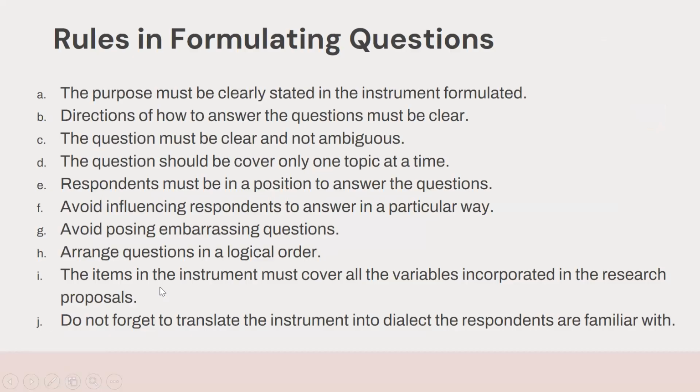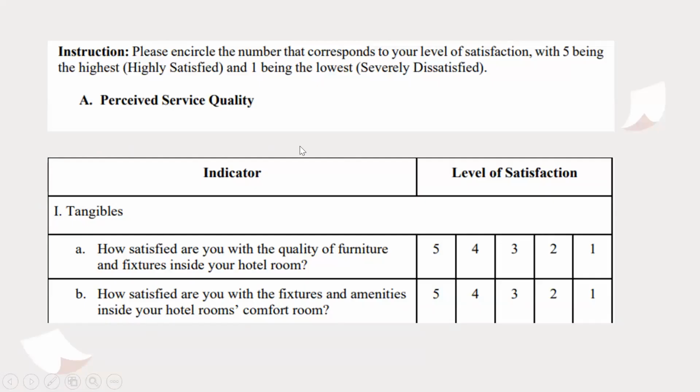So next, the question must be clear and not ambiguous. Madali siyang maintindihan yung question. Example here, how satisfied are you with the quality of furnitures and fixtures inside your hotel? So malinaw na tinatanong dito kung ano yung tinatanong dito and hindi siya mahirap intindihin. Direct to the point yung question para mas madaling maintindihan ng respondents. In that way, mas magiging accurate din yung answers nila.